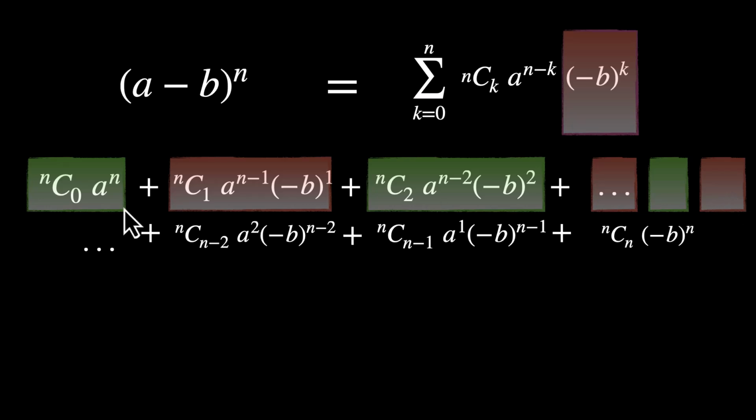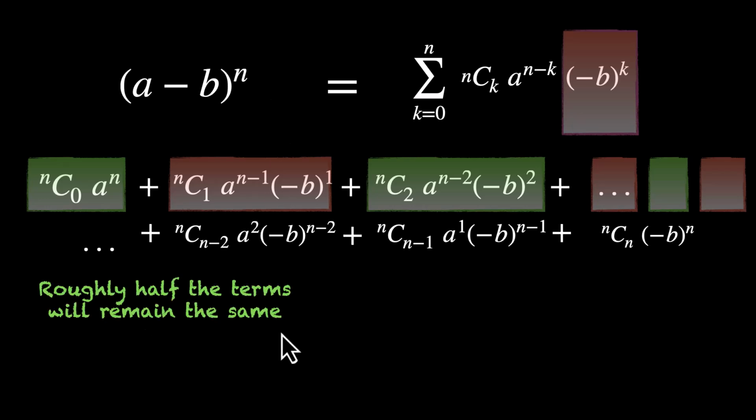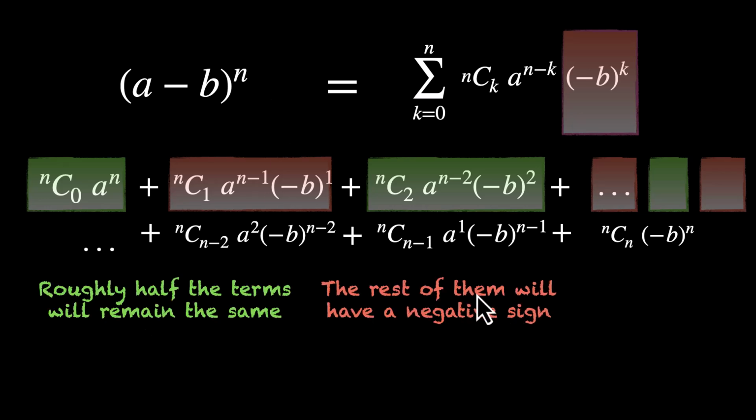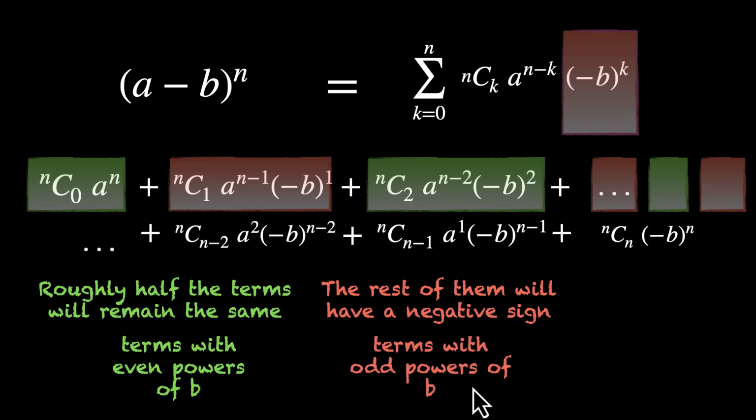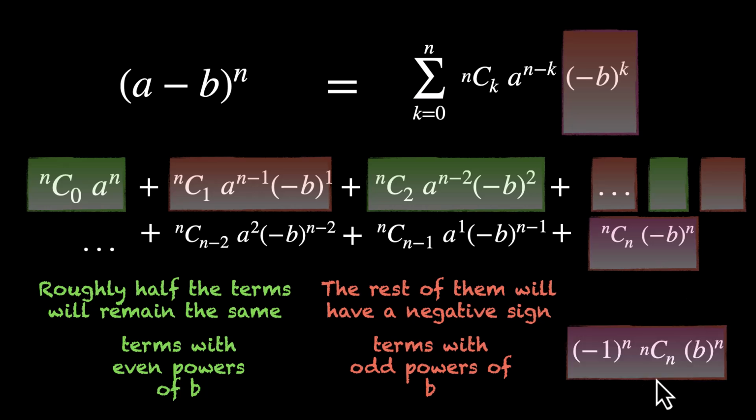So basically alternate signs. So comparing a plus b to the power n and a minus b to the power n, we can say that roughly half the terms will remain the same. The rest of them, the other half, will have a negative sign. And which terms will be same? The ones which have even powers of b, like b square, b to the power 4, and so on. And which terms will have a negative sign? The odd powers of b. And we can't say anything about the last term because we don't know the value of n. If n is even, this is positive. If n is odd, this is negative.